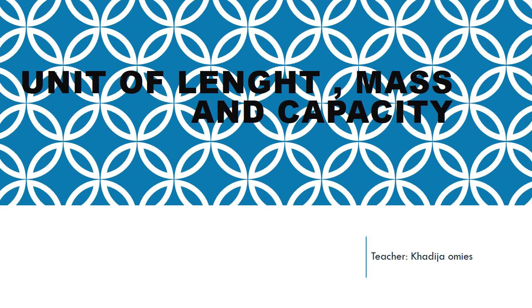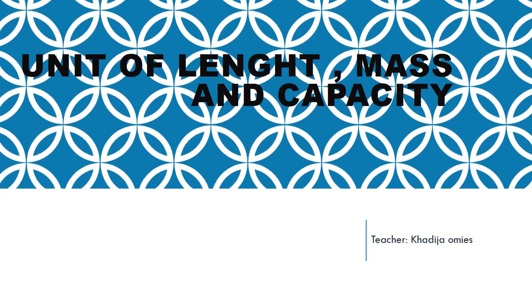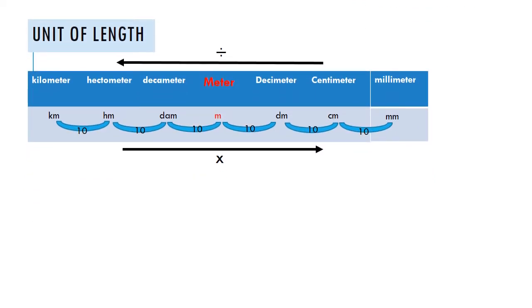Unit of length, mass and capacity. First, we start with the unit of length. The main unit of length is meter. It has multiples that are kilometer, hectometer and decameter, and sub-multiples that are decimeter, centimeter and millimeter.